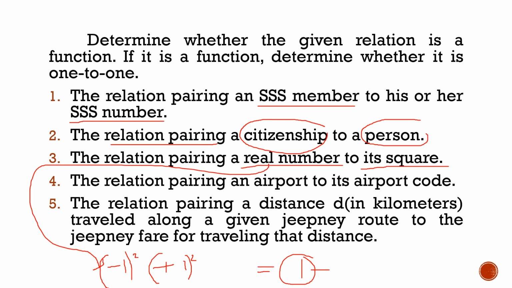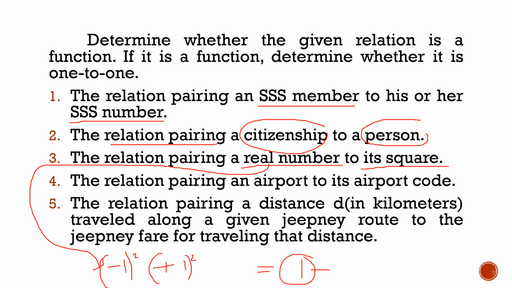But there are situations wherein, at some point, if we take the square of a negative number with the same absolute value as a positive number, it provides only one output value. So that's the scenario in which we cannot consider number 3 a one-to-one function. Why? Because there is a repetition in the input. We can consider this one a relation and a function, but not a one-to-one function.